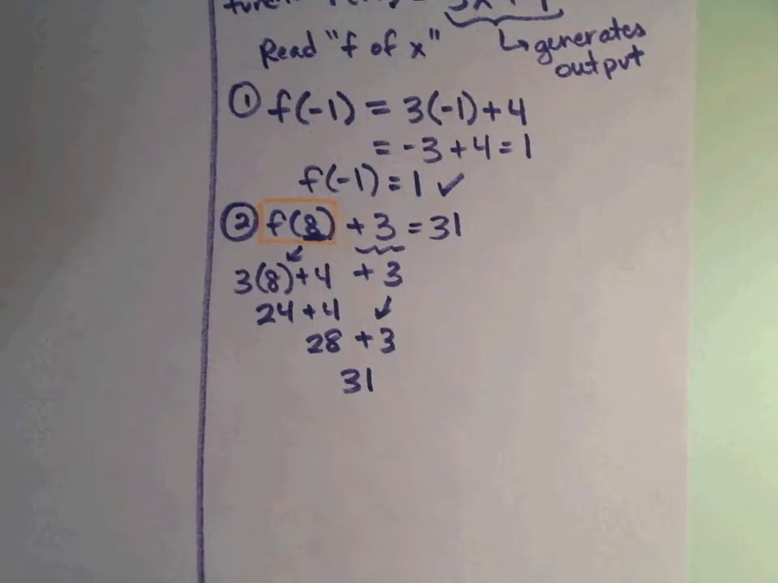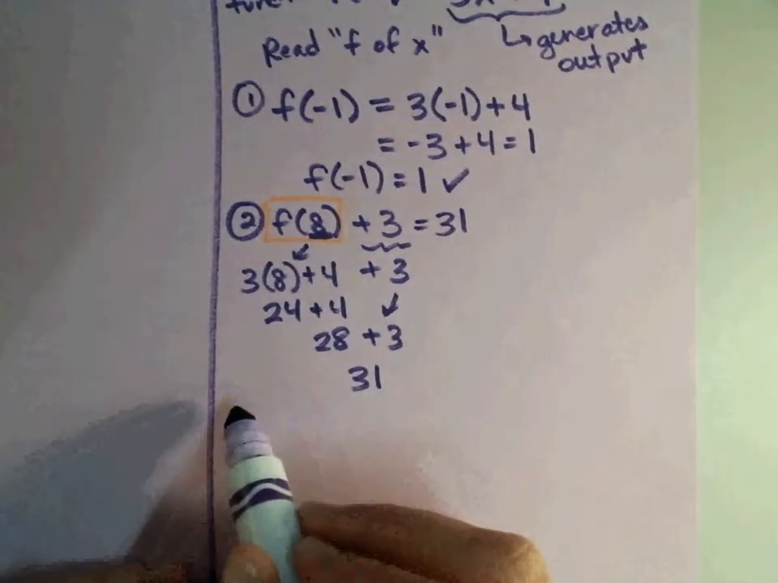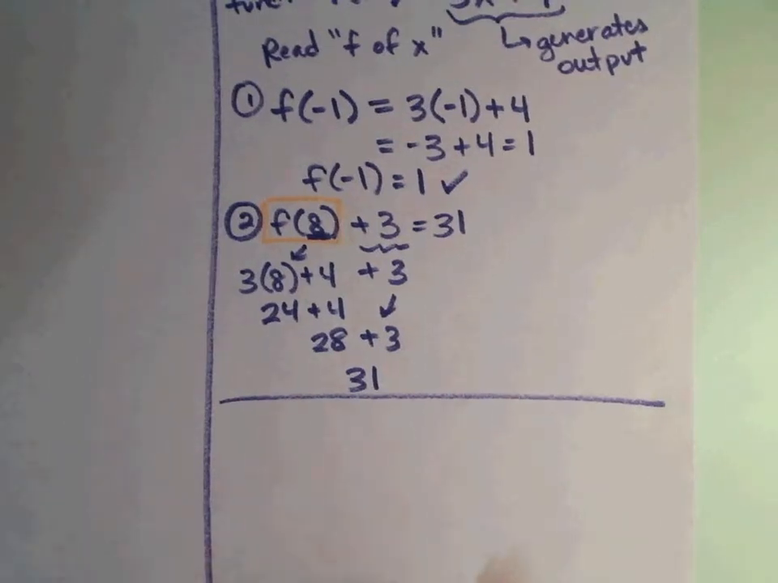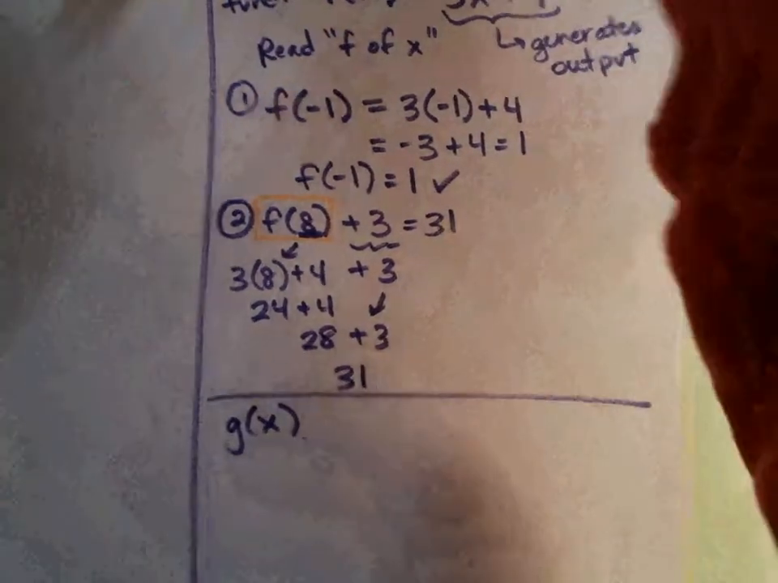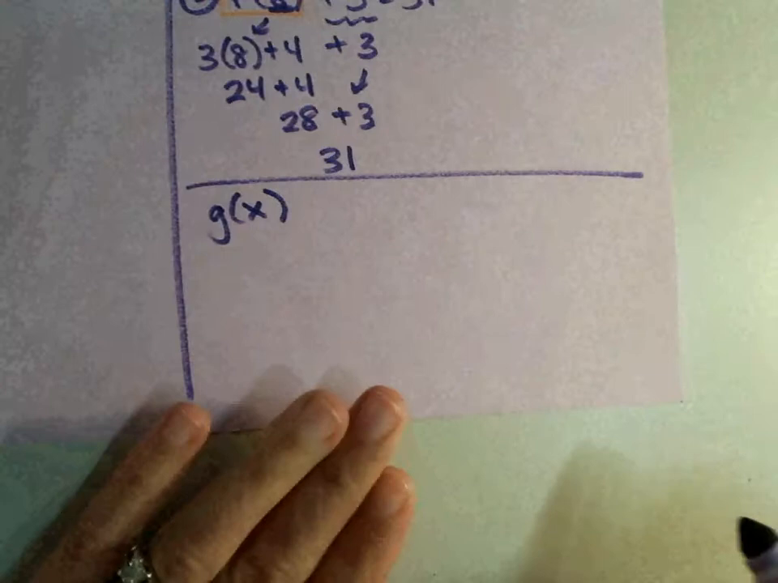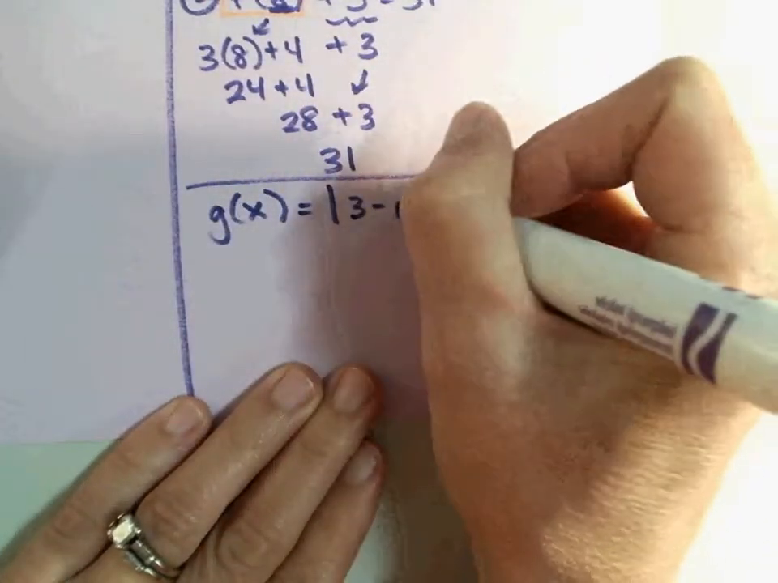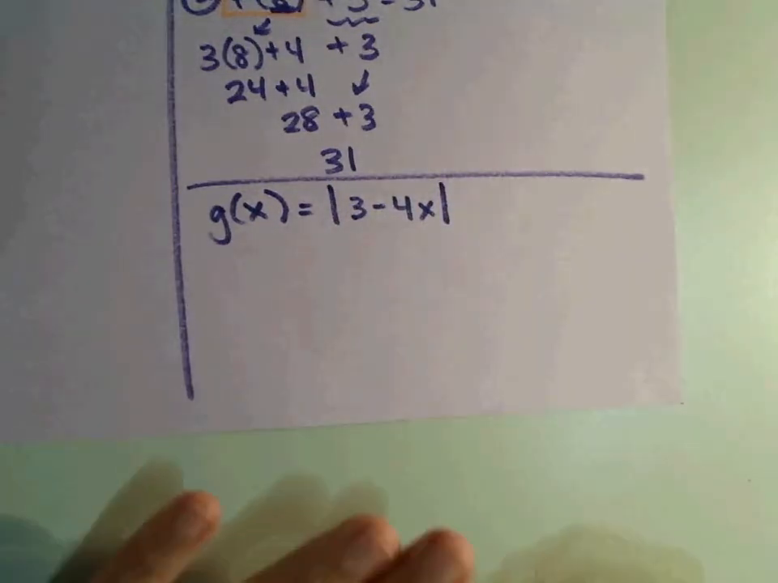Alright, now let's try a different function. So let's pretend, I'm running out of space here. I'm going to put a line and I'll just keep going here. So let's give our new function name g of x. I'm going to define a new function that's called g of x, and g of x is equal to the absolute value of 3 minus 4x. Alright, so there's our g of x function defined.